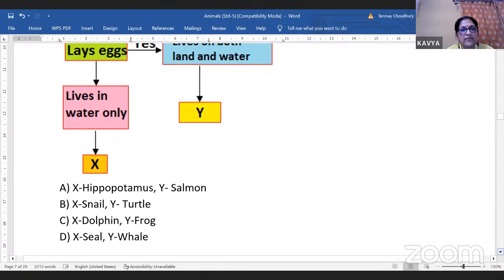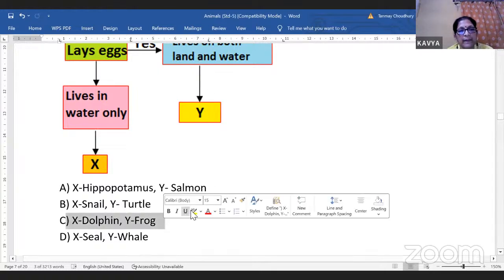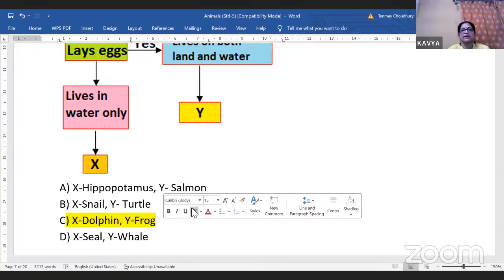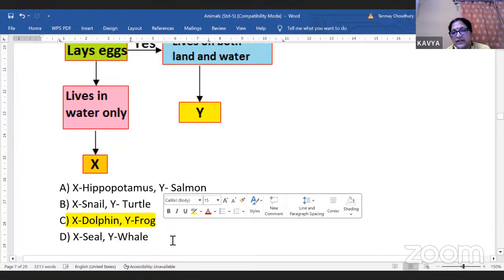So dolphin and frog. The dolphin lives in water. Yes, it lives in water. And Y is frog. Y can live both on land and water. So this will be the answer. Okay. Seal. Seals are living in the Arctic region. They are the favorite food of polar bears and live in very, very cold climate.